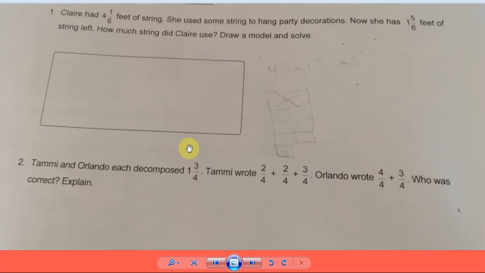Okay, so here we have a fractions question. It says Claire had 4 1/6 feet of string. She used some string to hang party decorations. Now she has 1 5/6 feet of string left. How much string did Claire use? Draw a model and solve.